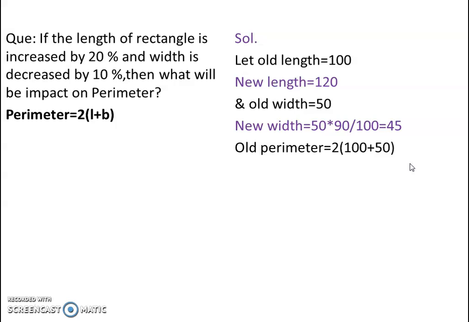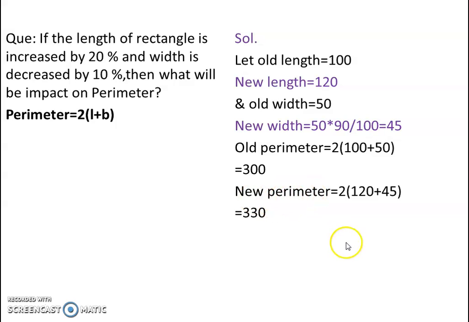So old perimeter will be 2 (length plus width), and that is equal to 300, and new perimeter will be 2 (new length plus new width), and this is equal to 330. Now perimeter has increased, so it is increased by 30.